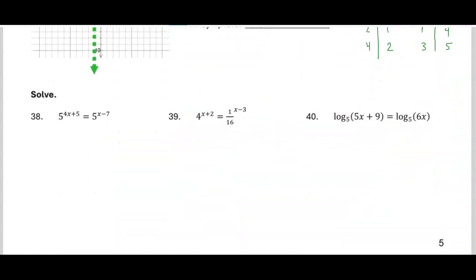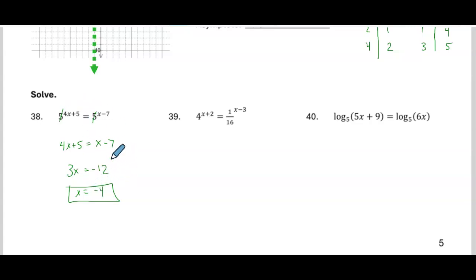Okay, some equations to solve. So if we have the same base, we can simply cross out the bases and write an equation with the exponents. So subtract x, subtract 5. There's never a restriction with exponents, so we don't have to bother checking that.